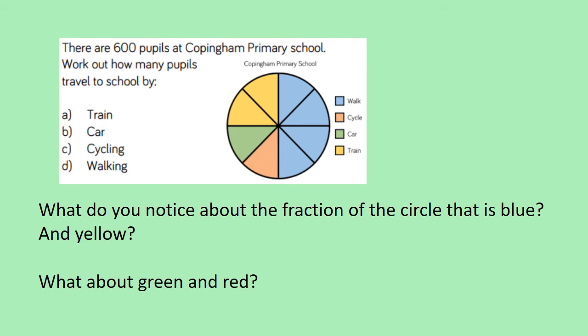So now we've done some recapping on circles, we're going to start looking at some pie charts. This pie chart shows the 600 pupils at Copingham Primary School and how they travel to school. What do you notice about the fraction of the circle that's blue? And what about the fraction that's yellow? And then the fractions that are green and red. Pause the video while you think about it.